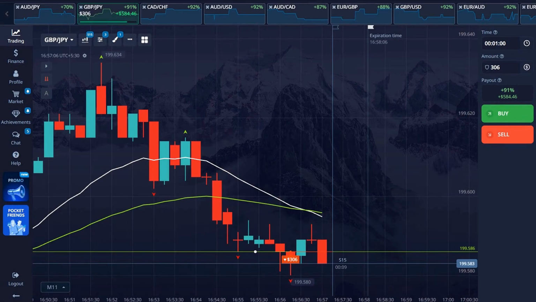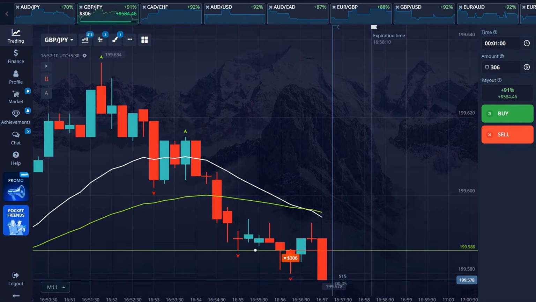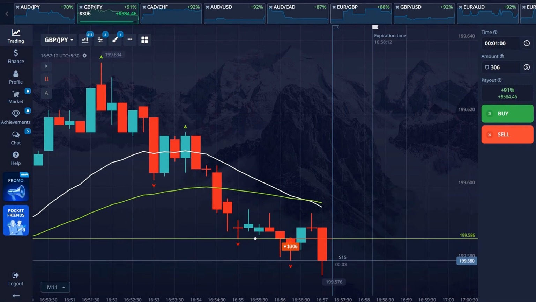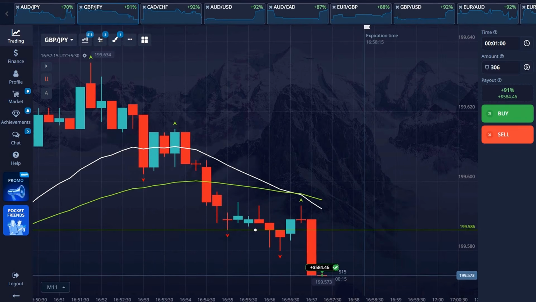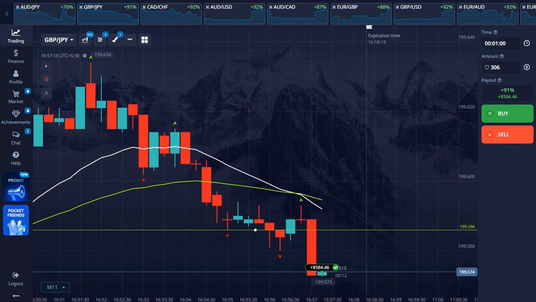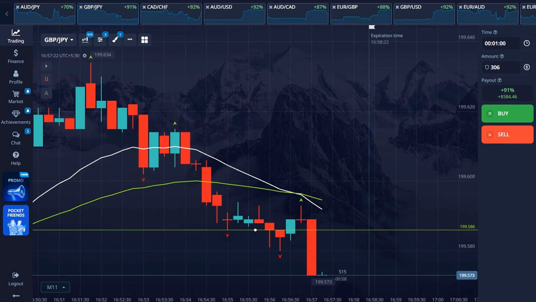Fractals show local highs and lows. An up fractal forms at swing highs. A down fractal forms at swing lows. The rule is simple. Sell setup: EMA sloping downward, price below EMA 20 and 50. When price breaks and closes below the down fractal, enter a sell trade.